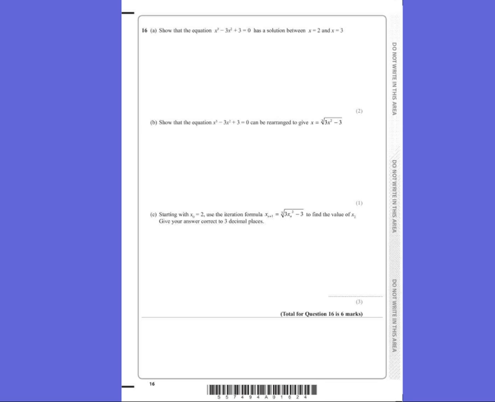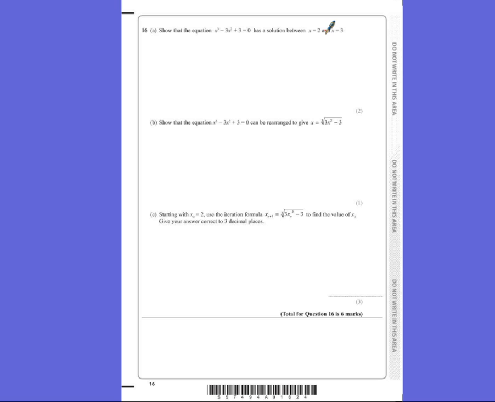Question 16. Show that the equation x cubed minus 3x squared plus 3 equals 0 has a solution between 2 and 3. Well, if it has a solution between 2 and 3, it must be that when you substitute one of these in, it will give a negative answer, and when we substitute the other one in, it will give a positive answer, because that would mean that in between those two, it would be 0, because it crosses from a negative to a positive.